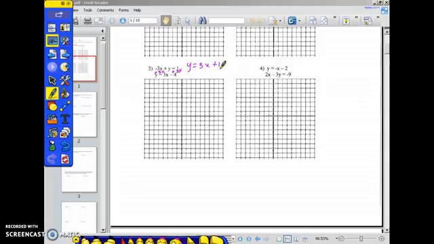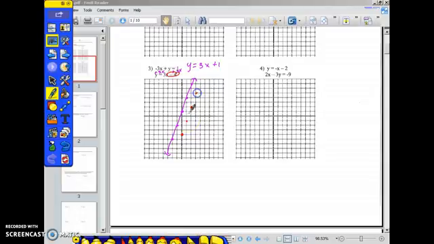So I'm going to start at 1 on my y-intercept. My slope is 3, so I'm going up 3 to the right 1. I can also go down 3 to the left 1. This is my graph. For my second equation, y equals 3x minus 4, we're going to start at negative 4 on our y-axis. And then our slope is 3, so we're going up 3 to the right 1.